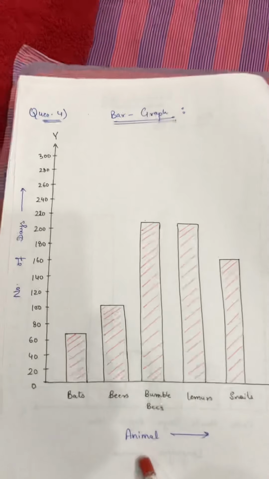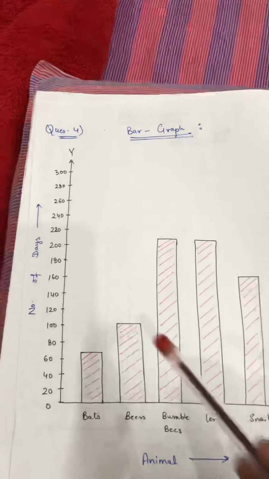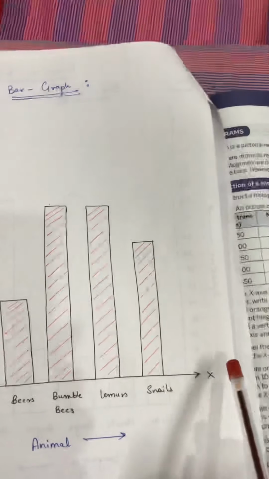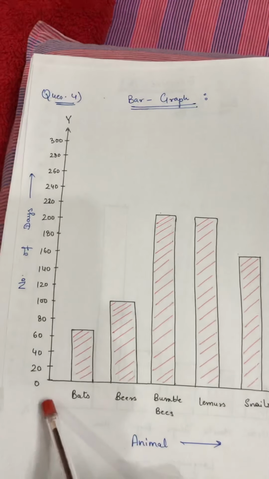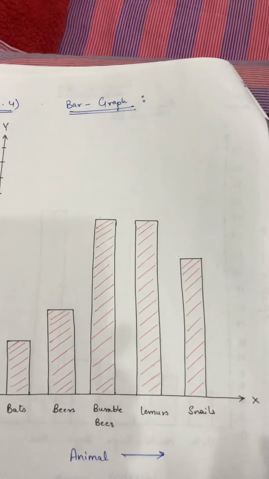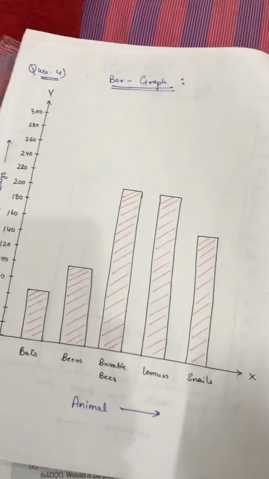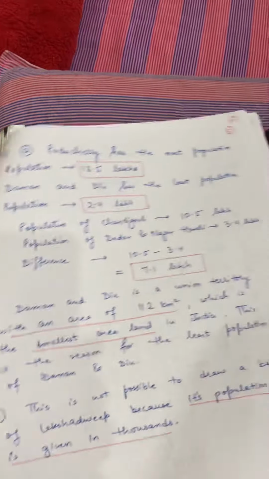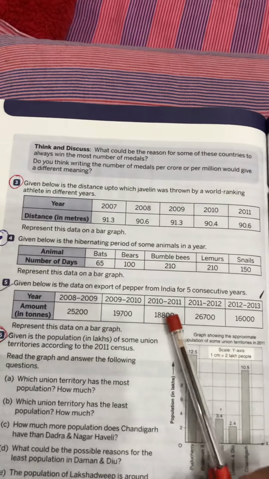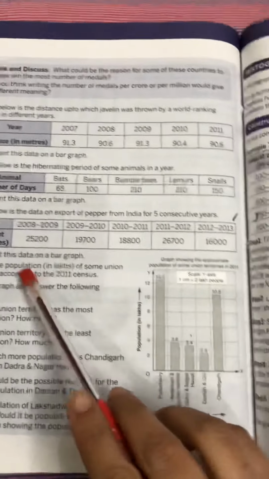Now these are the animals and these are the number of days. You have to represent the x-axis, y-axis and origin, and then all the headings very carefully. You can color these vertical bars, or you can do shading also. Now this is the 5th question. 5th question also I'm giving you for the homework.